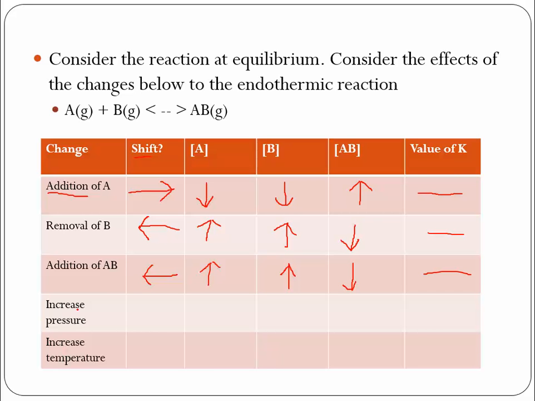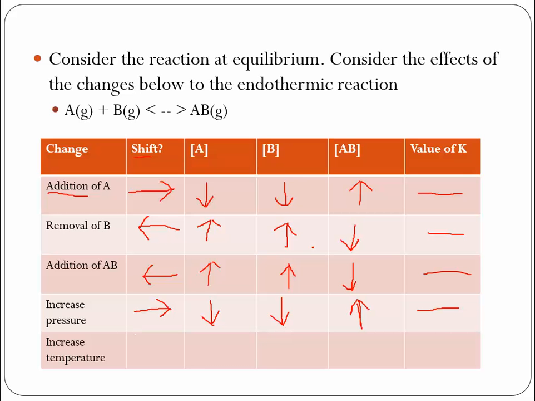Okay, increase pressure. We have the system at equilibrium, and then we increase the pressure. Notice there's 1 plus 1 is 2 total moles on this side, 1 total mole on this side. So if we increase the pressure, the system's going to try to reduce that pressure by shifting to the side with fewer moles of gas, which is the right side. In shifting to the right, there's going to be less A, so the concentration of A is going to go down, the concentration of B is going to go down, and the concentration of AB is going to go up. Still no change to K.